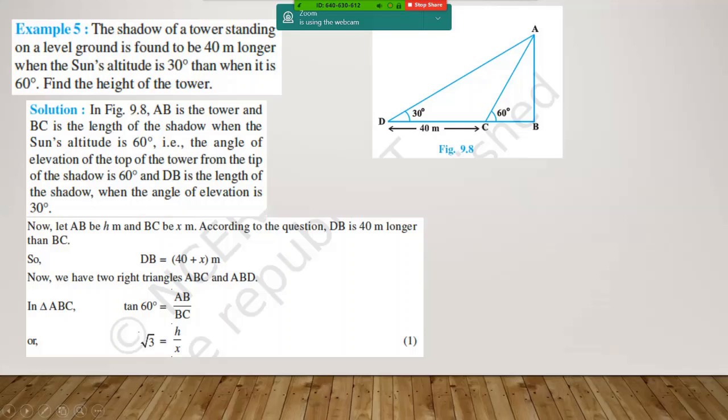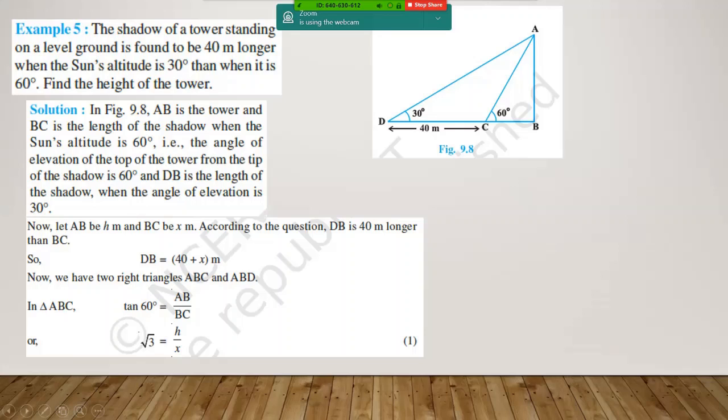AB is constant in both the triangles. We see two right angle triangles, ABC and ADB. Am I right? In that, AB is the constant term in both. So let AB be H, BC is equal to X, all unknowns, and DB is nothing but 40 plus X. So we have two right angle triangles.